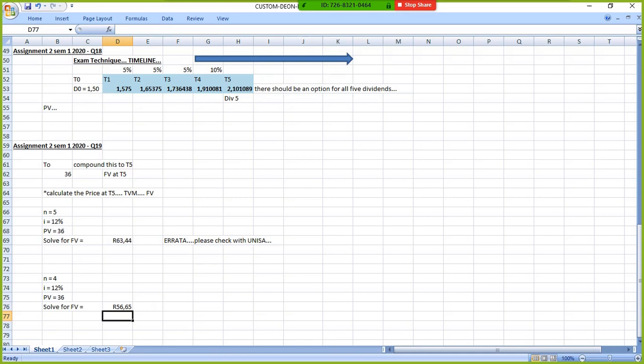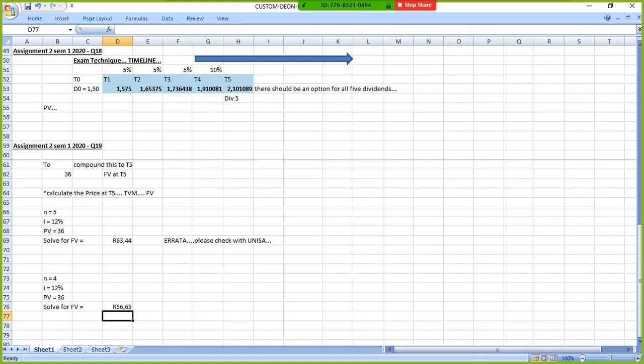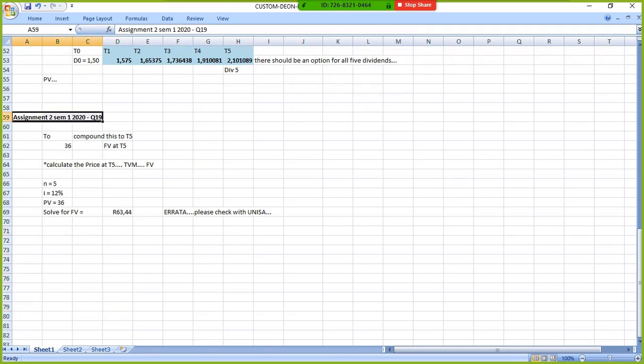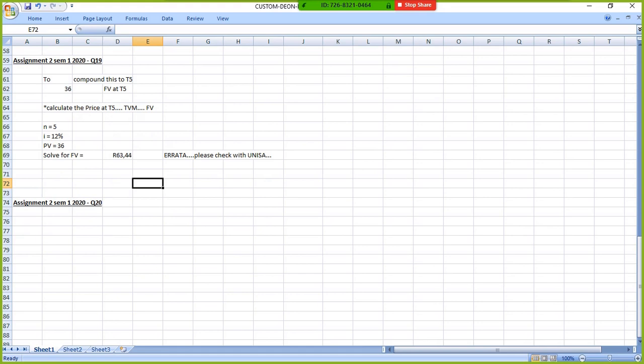56, also not an option. See, there's something wrong. 56 is not there either. There's definitely a problem here. It can't even be 4 years either. Please check that one with them. Let's see what response they get.